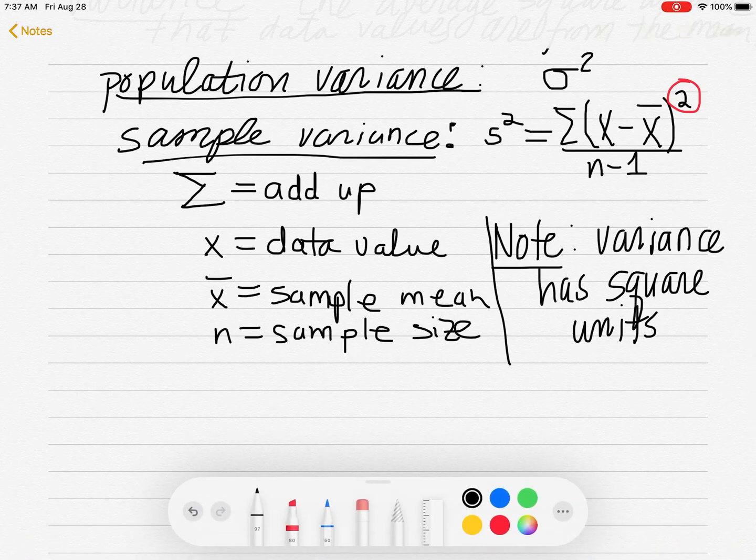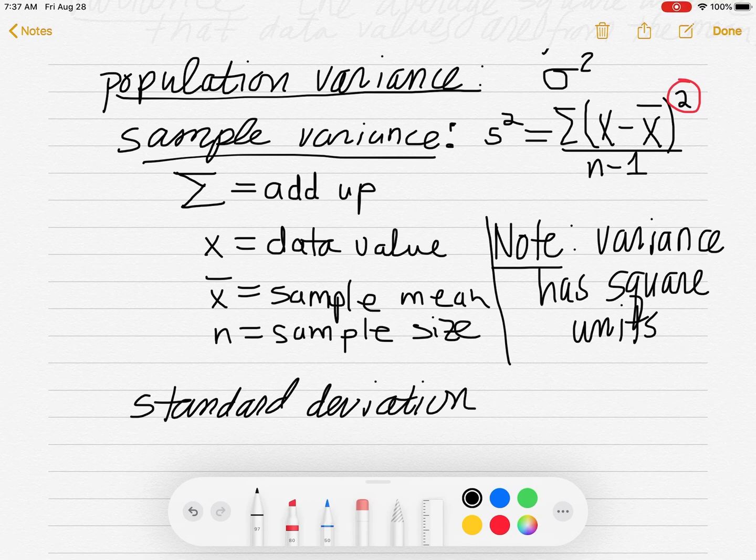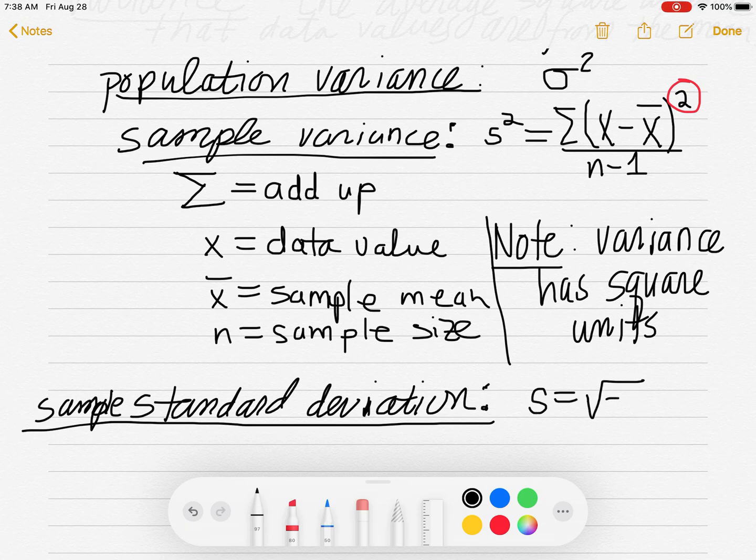So rather than keeping square units, what we often do is calculate something called the standard deviation. Standard deviation can be calculated immediately. I'll call it sample standard deviation. Once you have the variance, you calculate the standard deviation. We call it lowercase s. It's the square root of s squared.